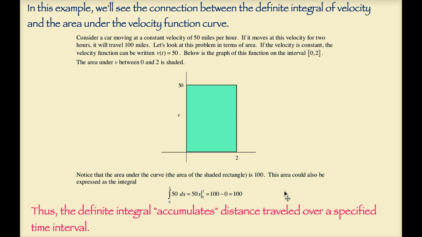This area could also be expressed as the integral from 0 to 2 of 50 dx, which equals 50x from 0 to 2, which equals 100 minus 0, which equals 100, which of course is the area of the rectangle, and the distance traveled by the car. Thus, the definite integral accumulates distance traveled over a specific time interval.